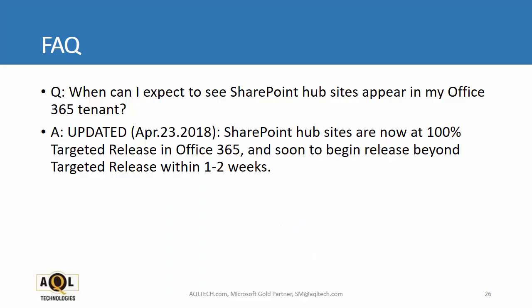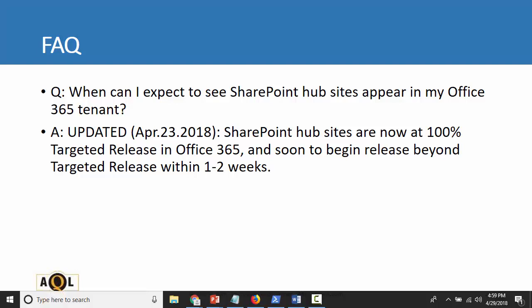So, a frequently asked question. I just have one question over here, but I'm going to post a lot of the questions that I have just answered onto my blog, so please keep an eye on my blog. When can I expect to see SharePoint hub sites appear in my Office 365 tenant? As of today, which is April the 29th, it's in targeted release, and targeted release is moving over to production. So I think within a week or two, it should be deployed to all production sites. After production comes the government cloud, the GCC cloud, which might be another month or so before hub sites are deployed to GCC.